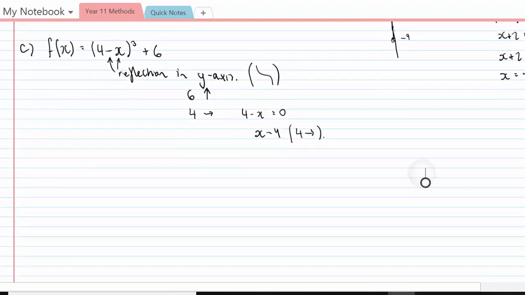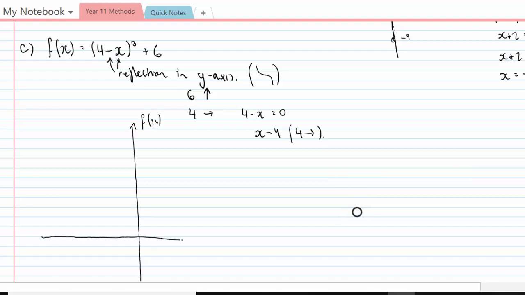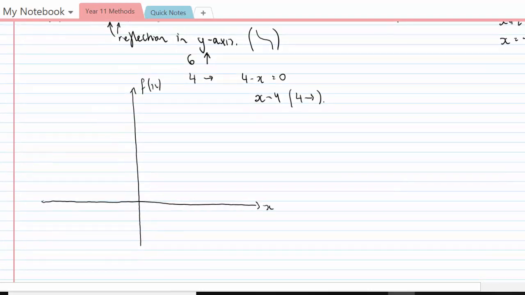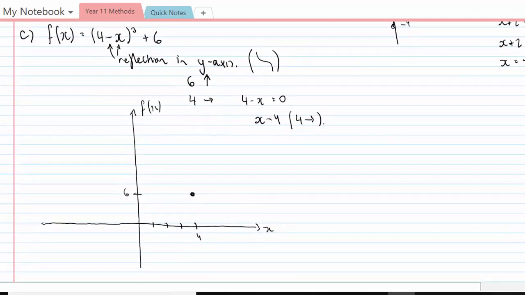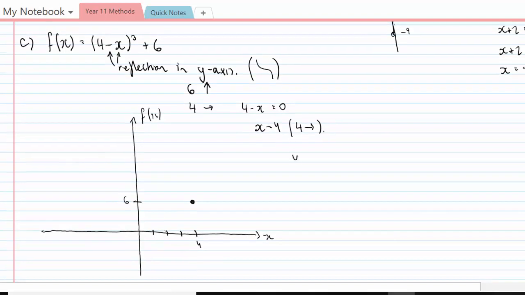So now I'm going to draw this shape. This one here I don't think is going to work out as nicely as the last one. So we need to go 4 to the right and up 6. So there's our point of inflection. And I could calculate the y-intercept. So f of 0 equals 4 minus 0 cubed plus 6. Now that's 4 cubed, which is 64, plus 6, which means 70. Our y-intercept is going to be quite a long way up here.